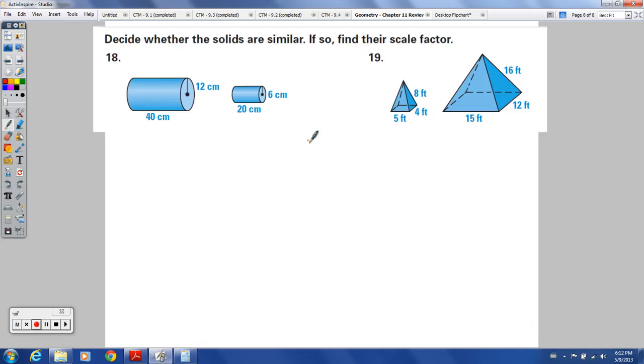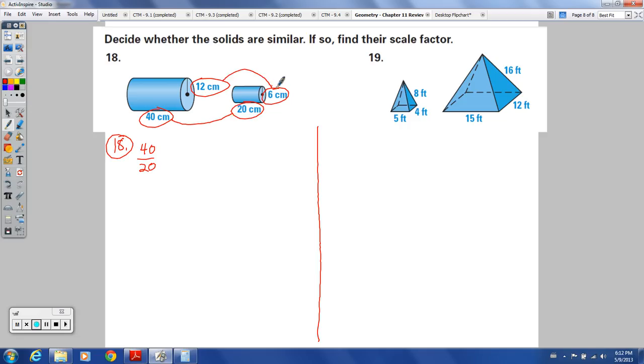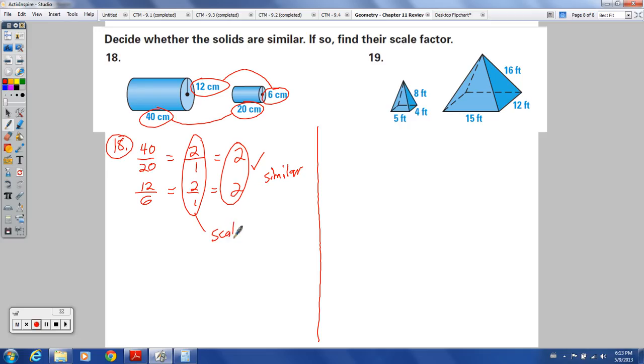Number 18 and 19, our last two here, talking about now similar solids. Decide whether they are similar. If so, find their scale factor. To determine whether they're similar, we need to check the matching up lengths and see if the ratio is the same. So reduce the fraction. 40 compared to 20, is that the same as 12 compared to 6? This would be 2 over 1, or just 2. Is that the same as 12 over 6? Sure is. That's just 2 right there. You could just go right to 2 from here to here too. So these are the same. I would say check, they're similar. Check that off my list. If so, find their scale factor. I just kind of found the scale factor right there. So here's the scale factor. You can write it like that, or you can write it like this.